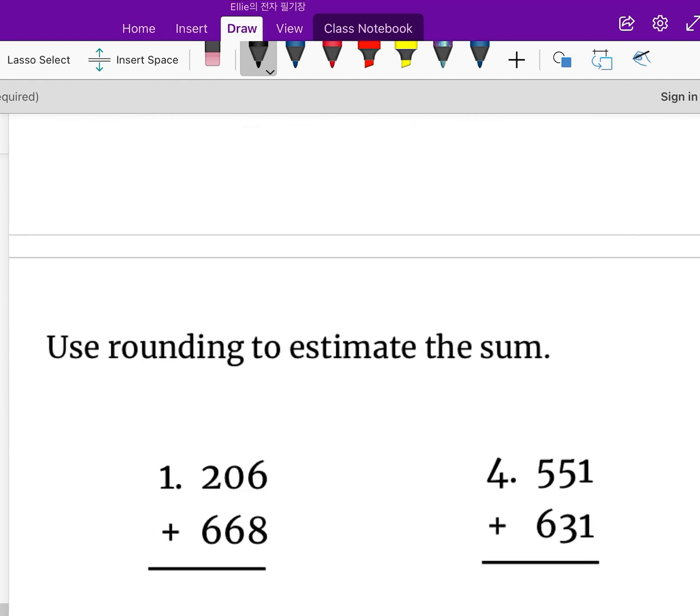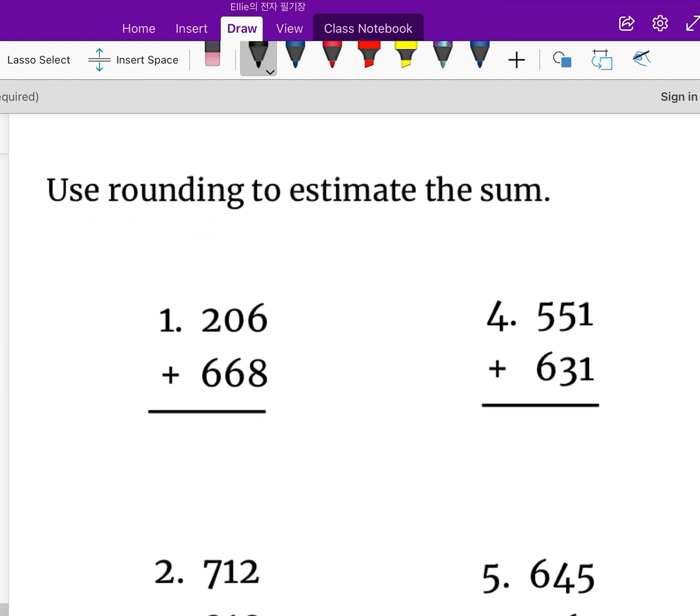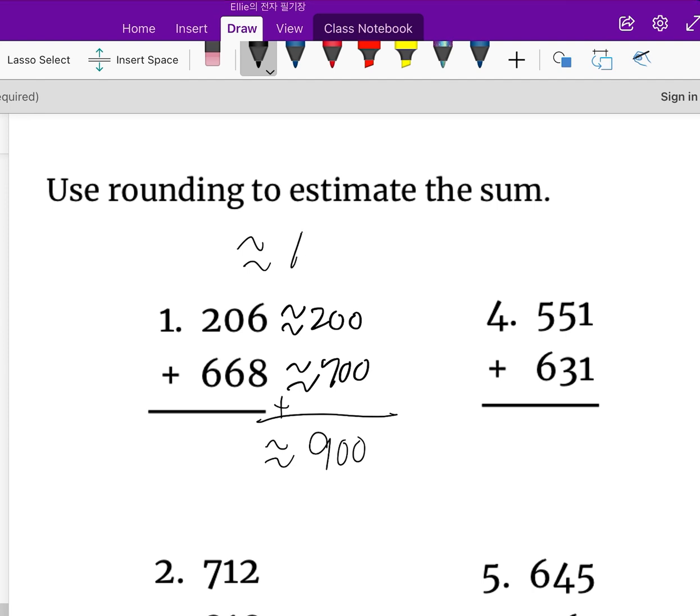Next section, we use rounding to estimate the sum. So for number 1, we'll round 206 to 200, because it's closer to 200 than it is to 300. And for the next one, we will round 668 to 700, because that's closer to 700 than it is to 600. So when you add them together, it should be about 900.